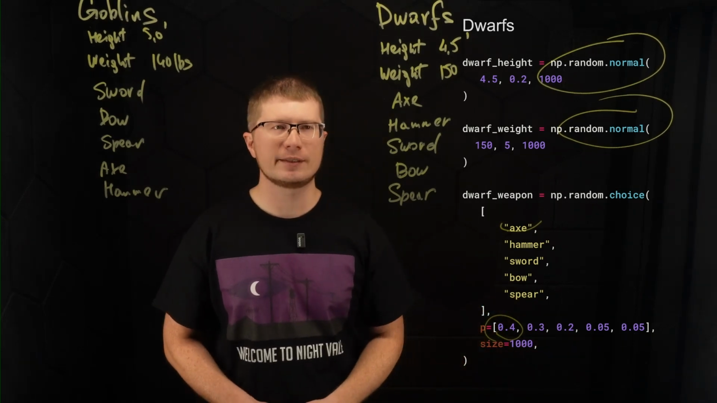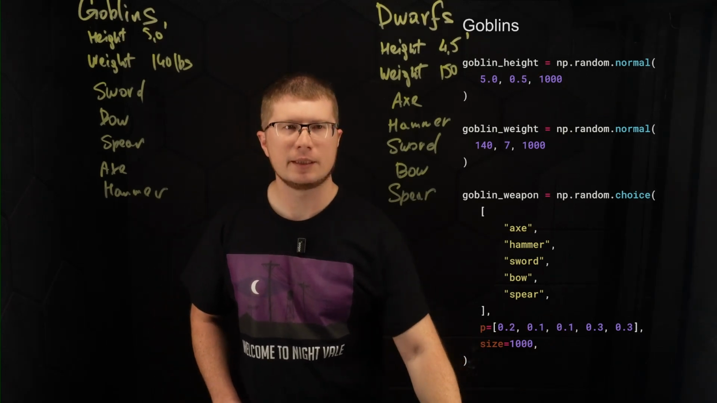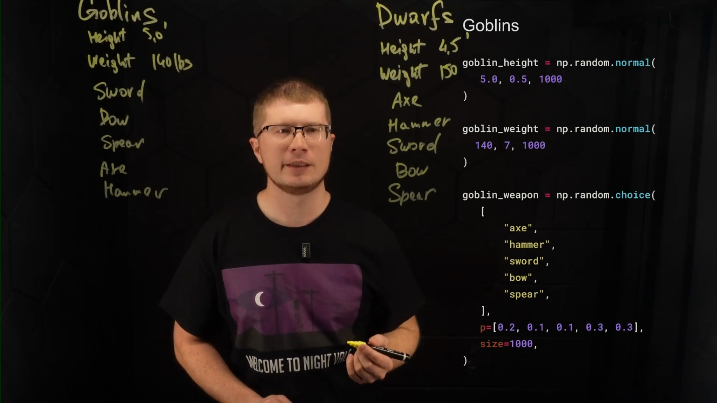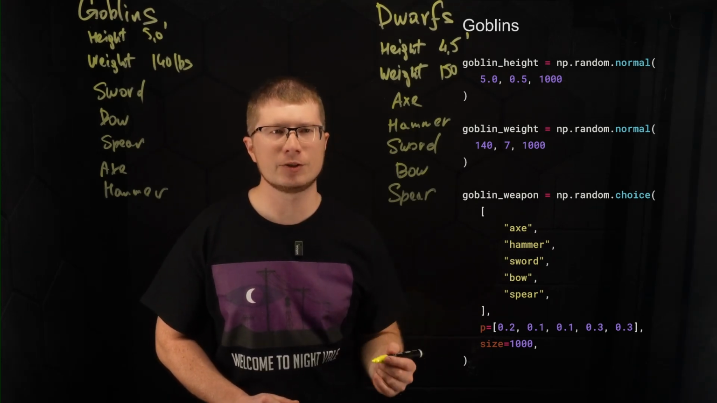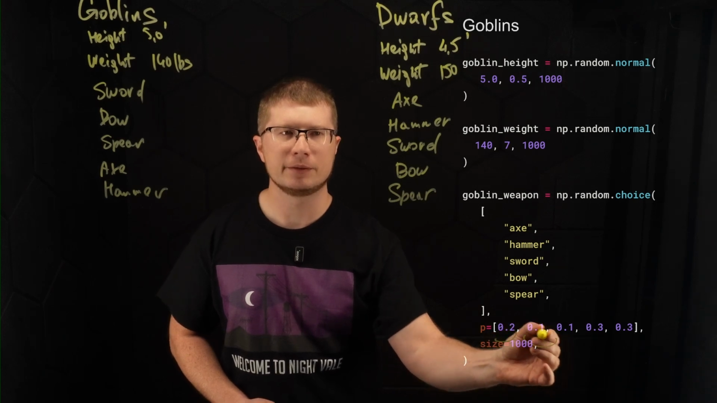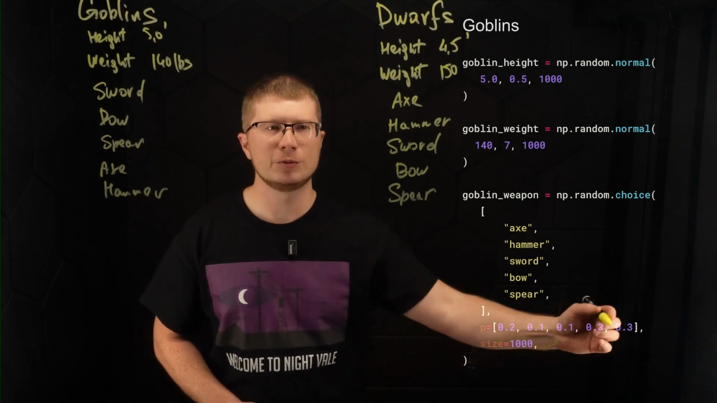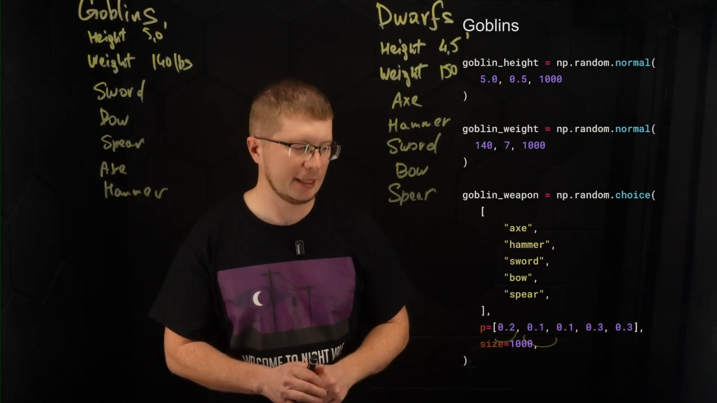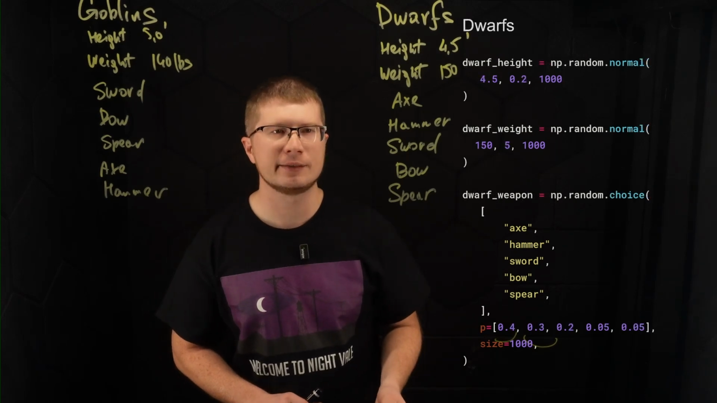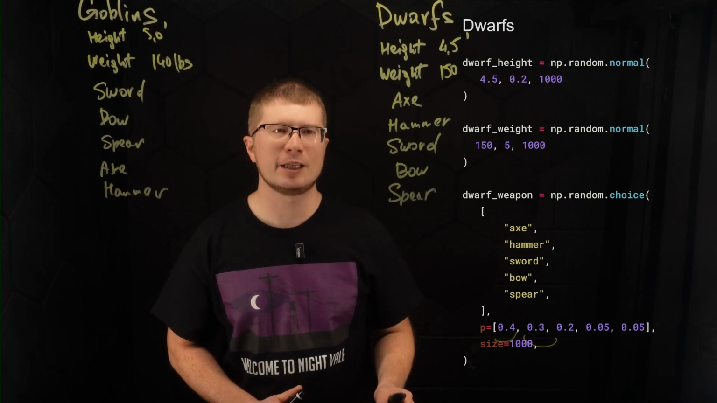And let's do the same for goblins. Yeah, very similar for goblins. The only difference is we have slightly different parameters for continuous features and different weights for weapon. So as you can see, the weapon for goblins is more uniformly distributed. Meanwhile, for dwarfs, we assume that they use much more axe and hammer and everything else much less, especially when it comes to bow and spear.